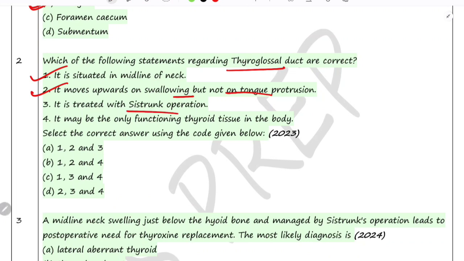It is treated with cyst trunk operation. Yes, this is the correct option. Cyst trunk operation is en bloc removal of the thyroglossal cyst along with the affected hyoid bone. It may be the only functioning thyroid tissue in the body. This is incorrect because the thyroglossal duct remnant is generally non-functional. However, in rare cases, functioning thyroid may be present in the duct remnant, but this is not typical. Hence, the option is incorrect. The correct option is option number 1, 2, and 3.